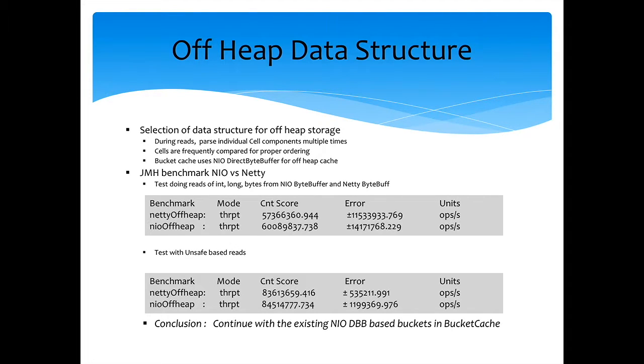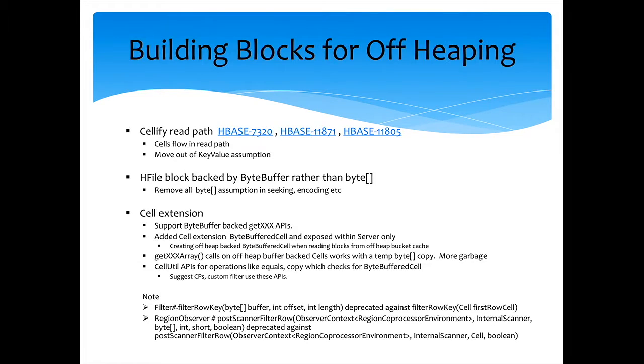So we have done some sort of testing there. Both are like unsafe. It's pretty close, it's almost the same, we can say. So the conclusion here was that it's fine. We can continue with the NIO's DBB. It's fine. No need of any change of a data structure. This was the first step we have done.